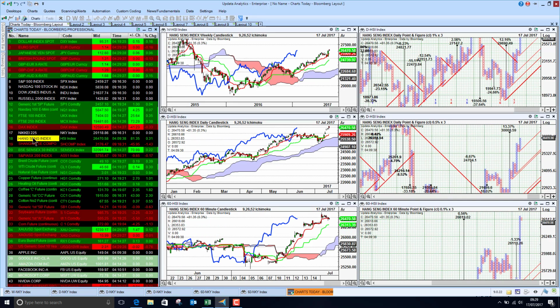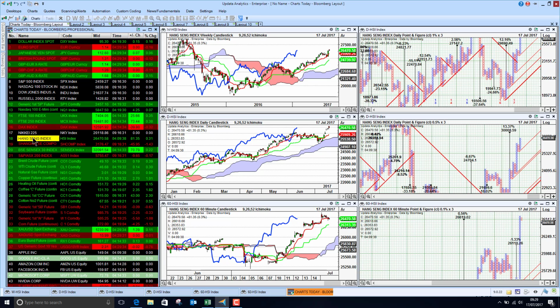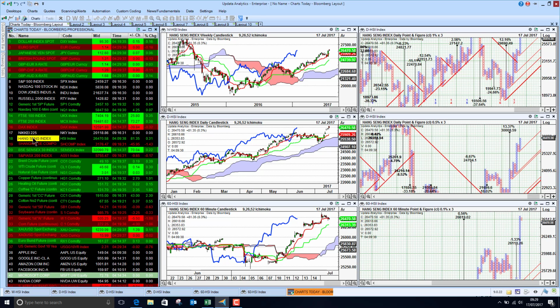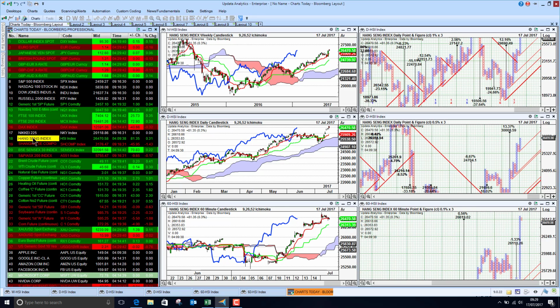So Nikkei looking stronger all the time. Hang Seng looking very bullish, having bounced quite strongly in the last week and making new highs. So we are just seeing that back to 2015 highs. So that's 2-year highs, and that's very good for the market.